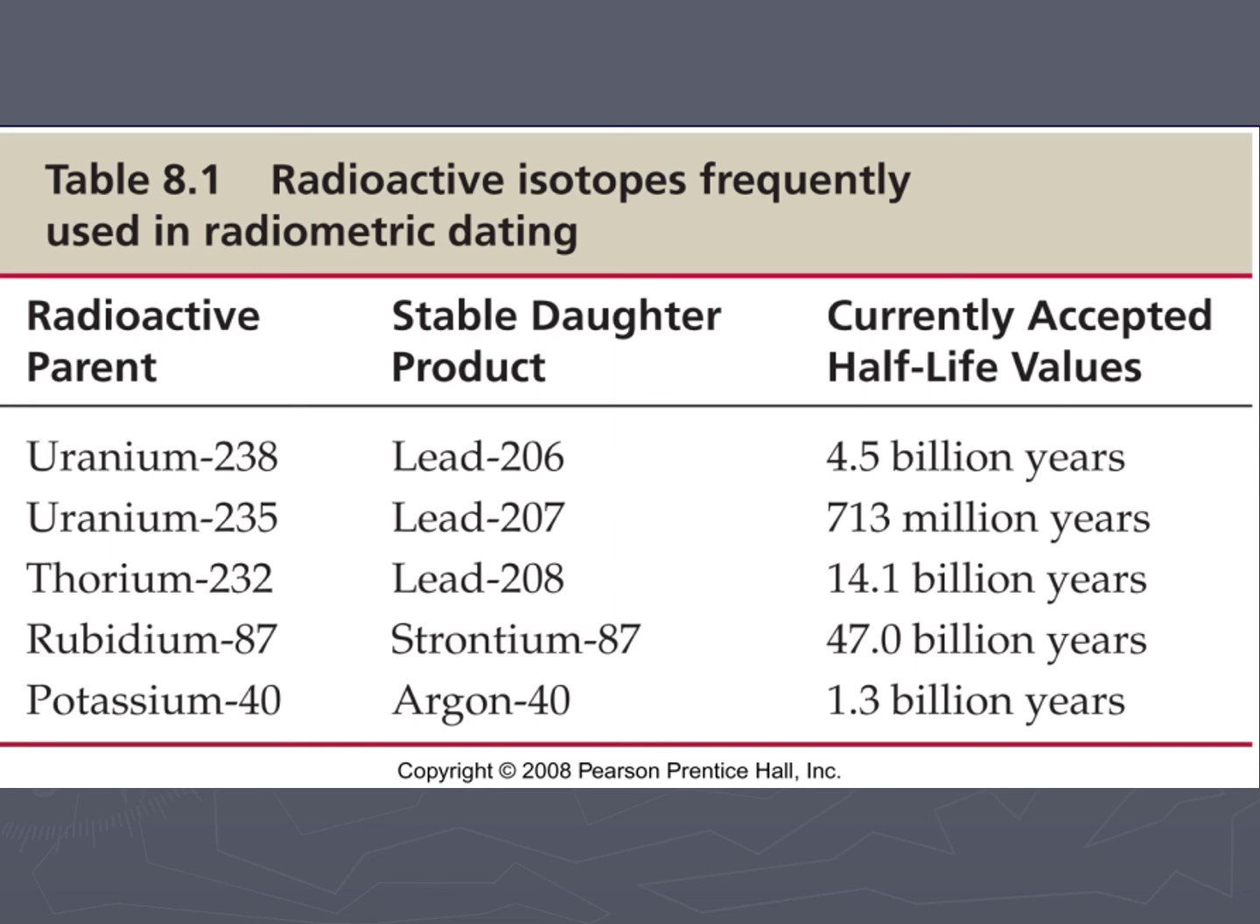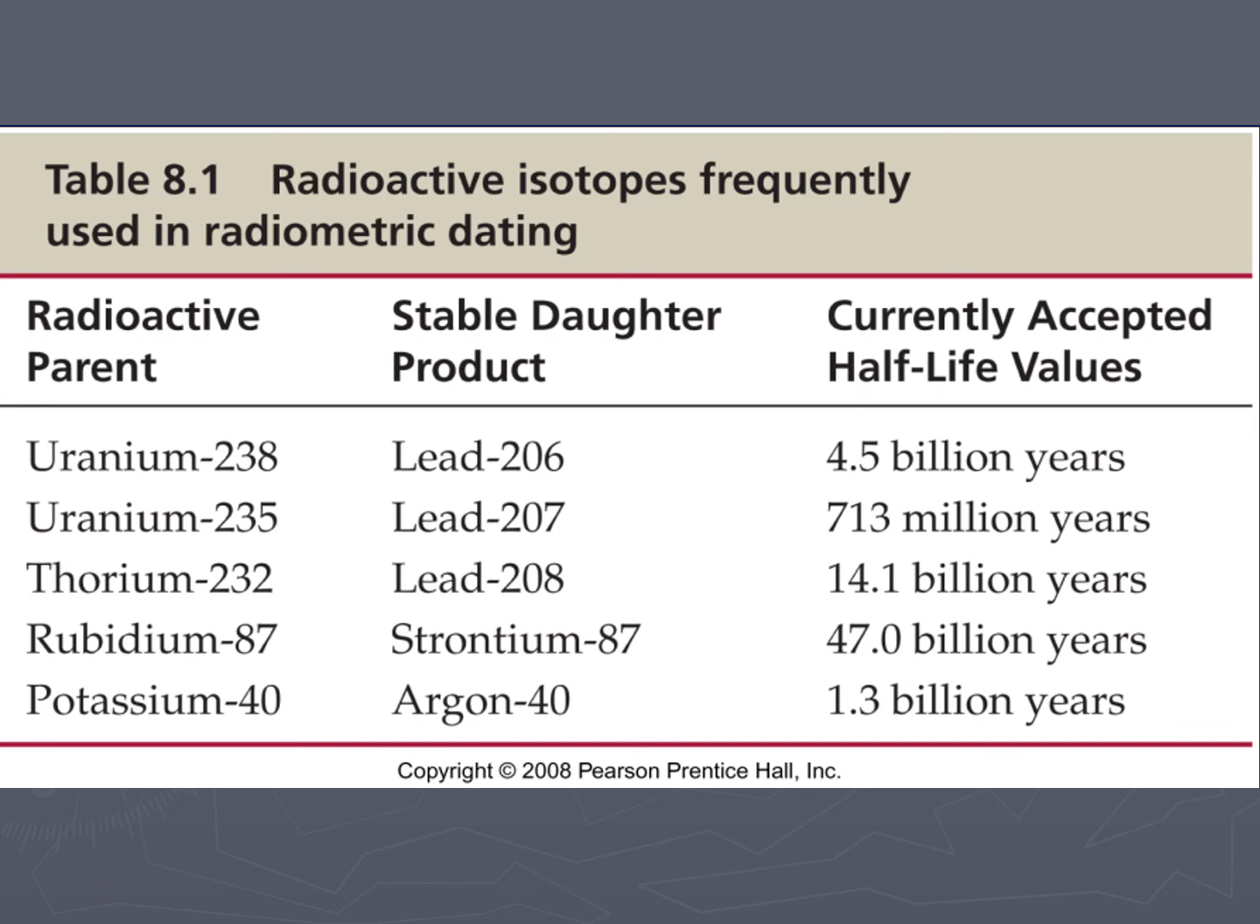So these are some radioactive parent and daughter products that are very useful in radiometric age dating for geology. Let's look at some of these half-lives. Uranium-238 to lead-206, 4.5 billion years, or almost the age of the solar system. Uranium-235 to lead-207 is much shorter, 713 million years. Thorium-232 to lead-208, wow, that's almost the age of the universe, 14.1 billion years. Look at rubidium to strontium. That's a very long half-life, 47 billion years.